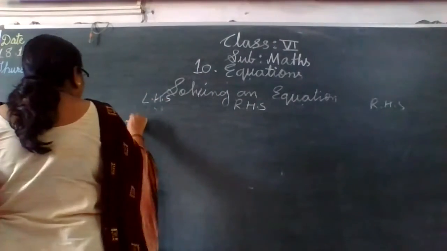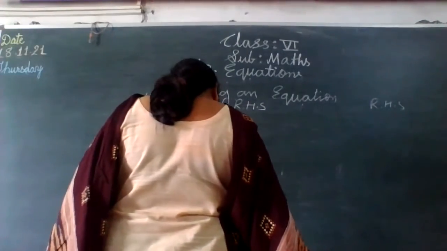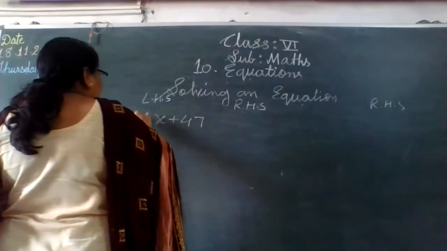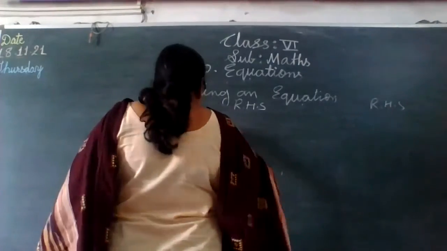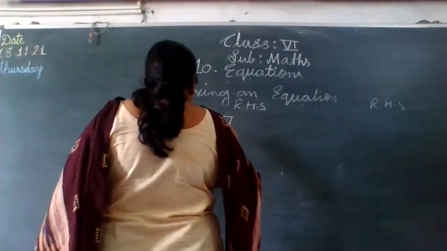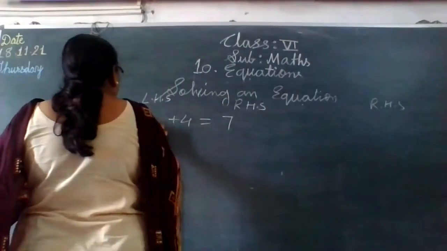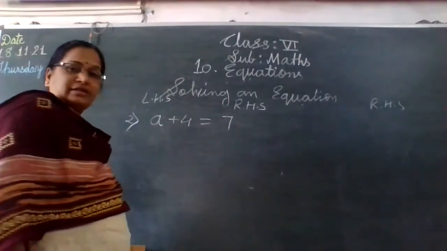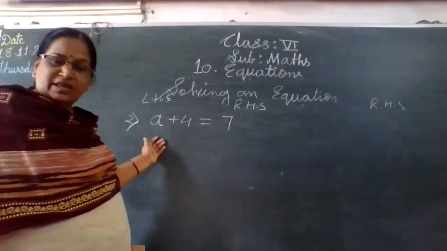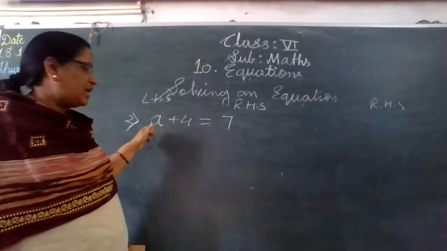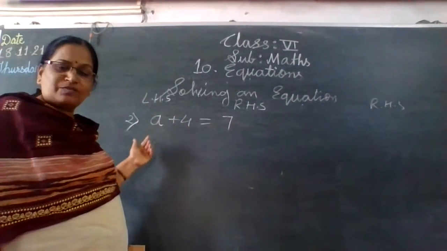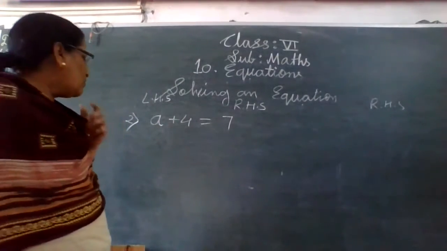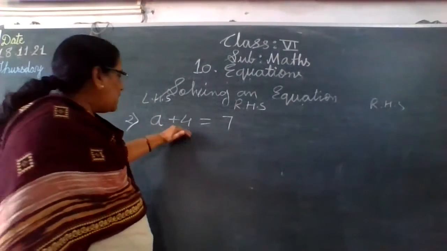Second question. x plus 4 equals 7. Okay, you can take any variable, so here I am taking a plus 4 equals 7. a is the variable, and to find the value of this variable a, you have to remove plus 4 from this side so that a becomes alone in the left hand side. So here we have plus 4.